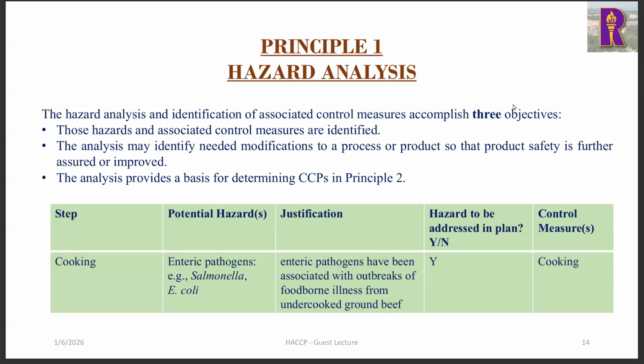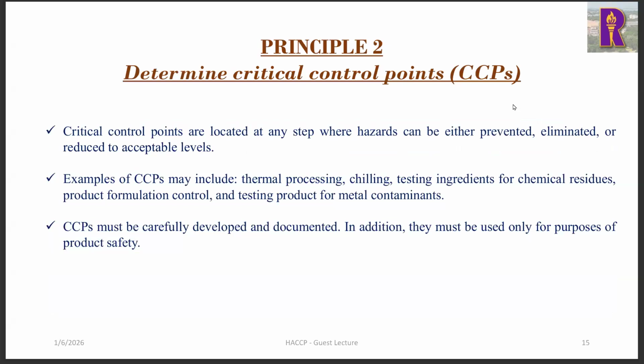So the first one is finding out the hazard, that is what the hazard is and what the justification of the hazard is. These are a few examples. Let's move on to the next principle, that is CCP, critical control point.